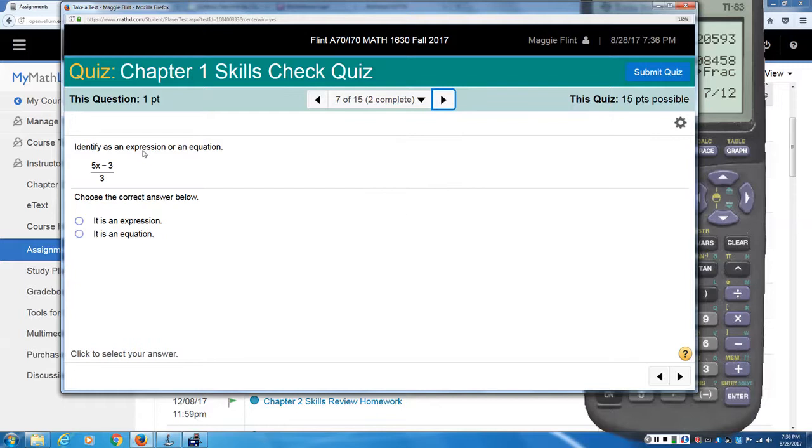Is this an expression or is it an equation? How do you tell if it's an expression or an equation? What does an equation have that an expression doesn't? There's supposed to be an equal sign. Did you see an equal sign? Nope. So it's an expression.